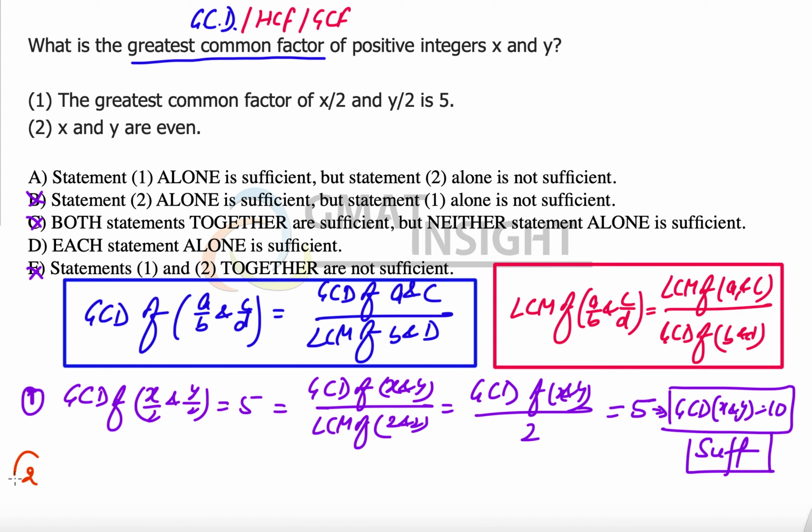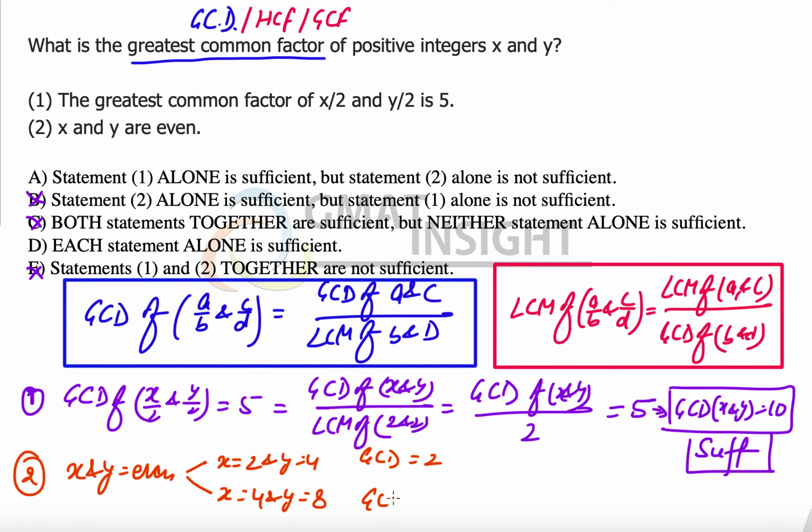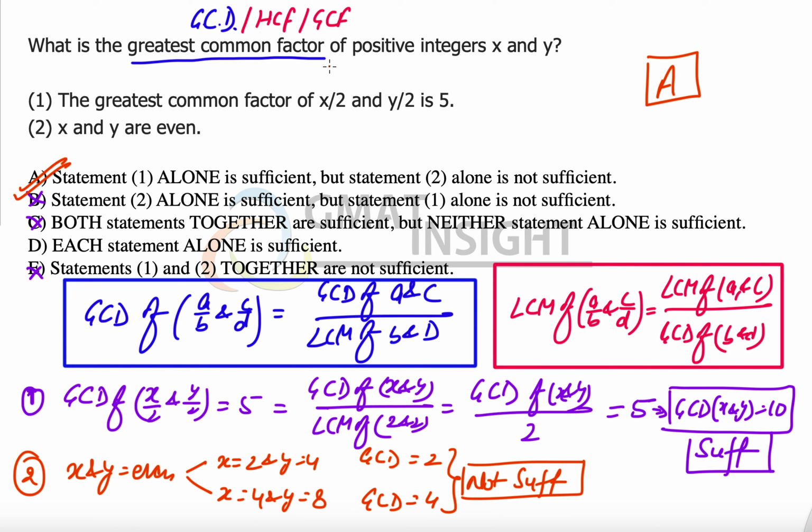The second statement says that x and y are even. Now there are various possibilities that we can look at. For example, if x is 2 and y is equal to 4, the GCD becomes equal to 2. And if we take x equal to 4 and y equal to 8, then GCD becomes 4. Since we have inconsistent values of GCD, we call it not sufficient, and the answer to the question becomes option A, which means the first statement alone is sufficient to answer the question, but the second statement alone is not sufficient.